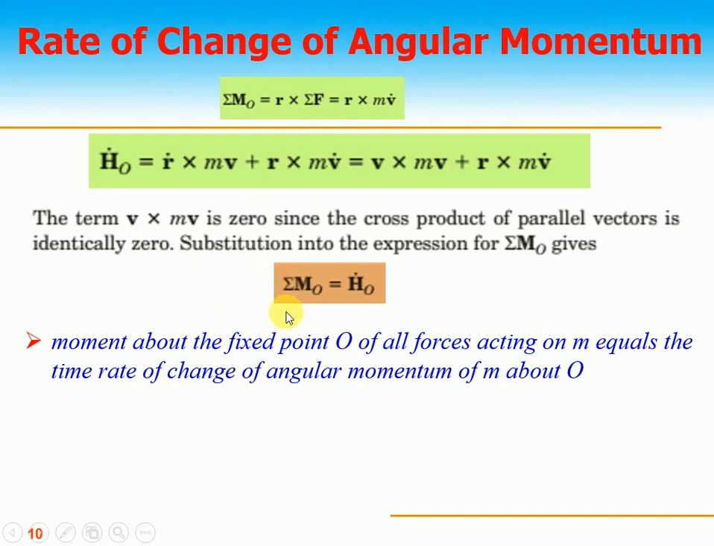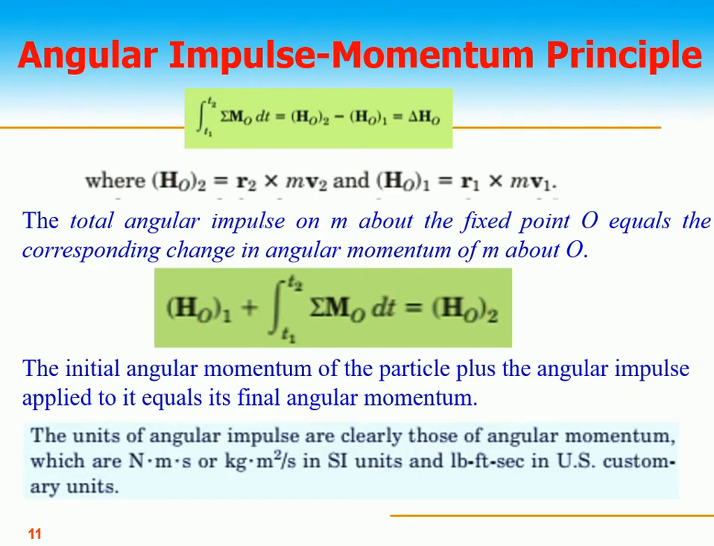So the summation of moments is equal to the rate of change of angular momentum. The moment about the fixed point O of all the forces acting on m equals the time rate of change of angular momentum of m about O. So again, the rate of change of the angular momentum is basically the moment. And let's talk about the change in angular momentum. Dear students, the story here is the same thing.